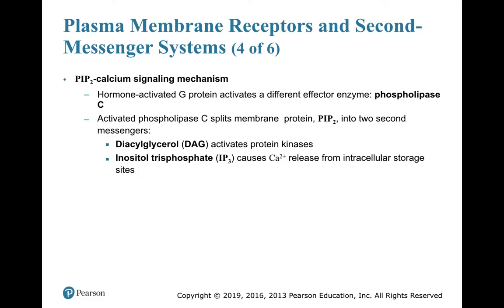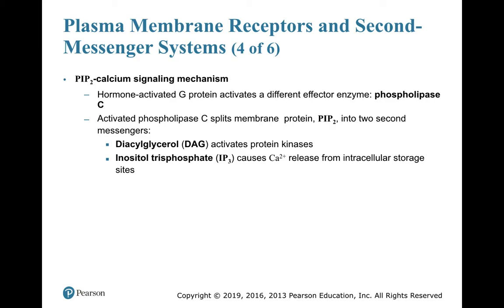The other mechanism, the PIP calcium signaling mechanism, is going to be very similar. It's a second messenger system. The second messengers are different though, but it's still amplification, and that's the key thing I want you to remember about second messenger systems no matter where you see them. So the hormone-activated G protein activates an enzyme called phospholipase C instead of adenylate cyclase, and that activated phospholipase C splits a membrane lipid called PIP2 into two second messengers. Those two second messengers are diacylglycerol and inositol triphosphate.